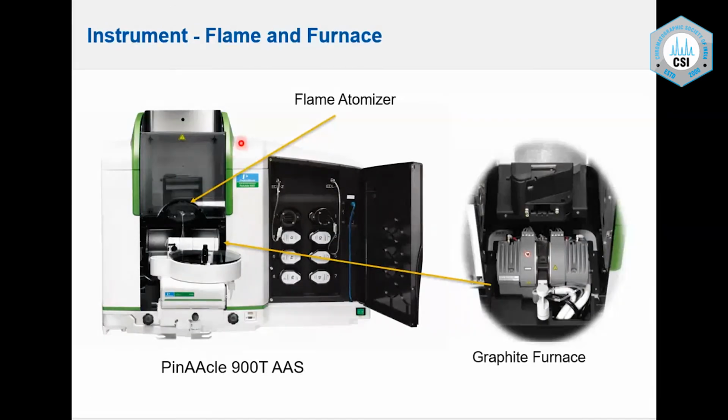This is the picture of the instrument. This is a Perkin-Elmer instrument where we have integrated flame and graphite furnace. So in AAS, at a time you can do a single element. When you want to change from flame to graphite furnace, this is a graphite furnace, you have to align the graphite furnace and you can perform the analysis.